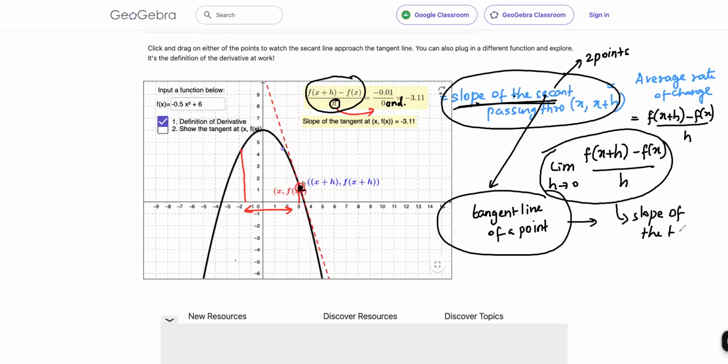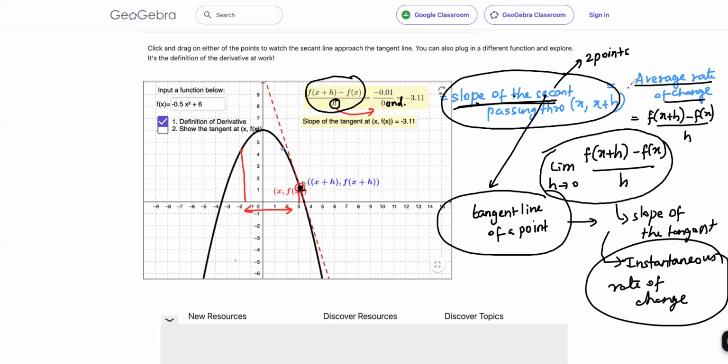This is called the slope of the tangent, and instead of average rate of change, if it becomes a single point, I will call it the instantaneous rate of change. If there are 2 points, then it becomes the slope of the secant, and we call it the average rate of change. Any questions? Can we move on?